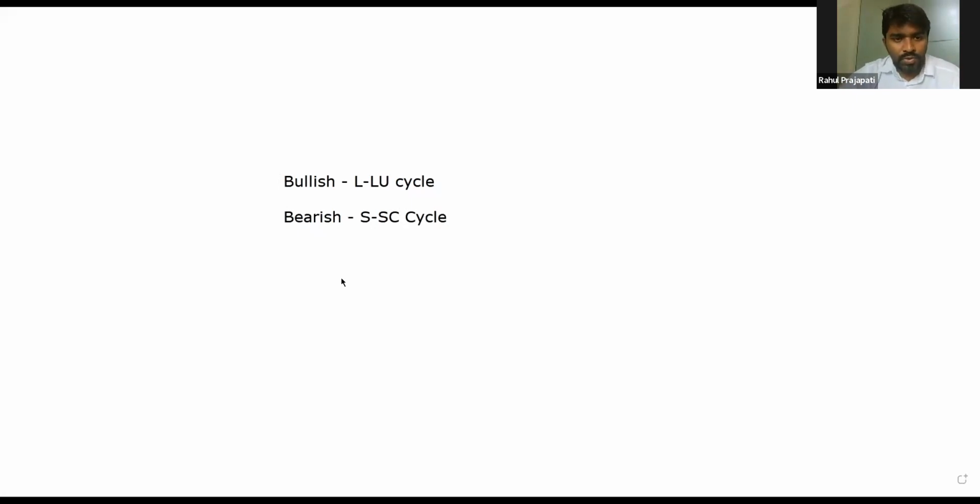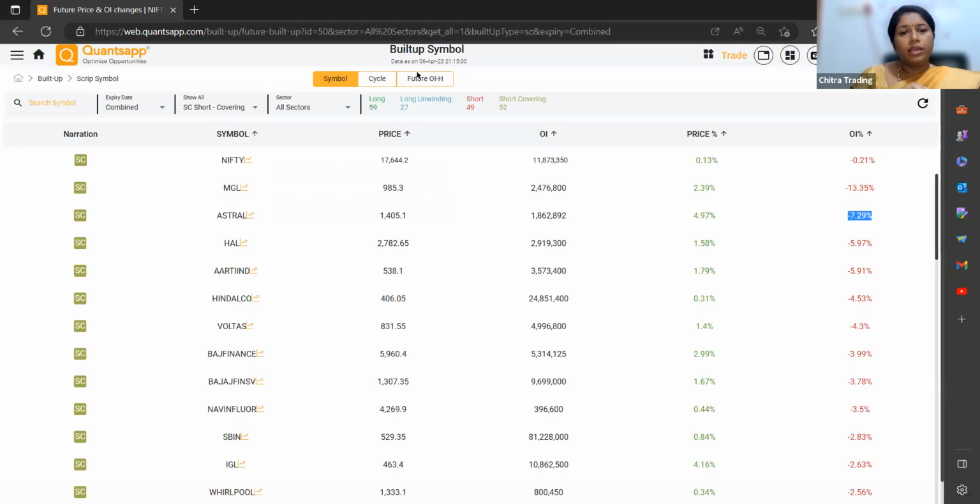Now let me show you how this happens. Let's go to the live market, Rahul. Will this data get refreshed? Yes. This data is actually open interest data, and NSE updates this data on a 3-minute basis.